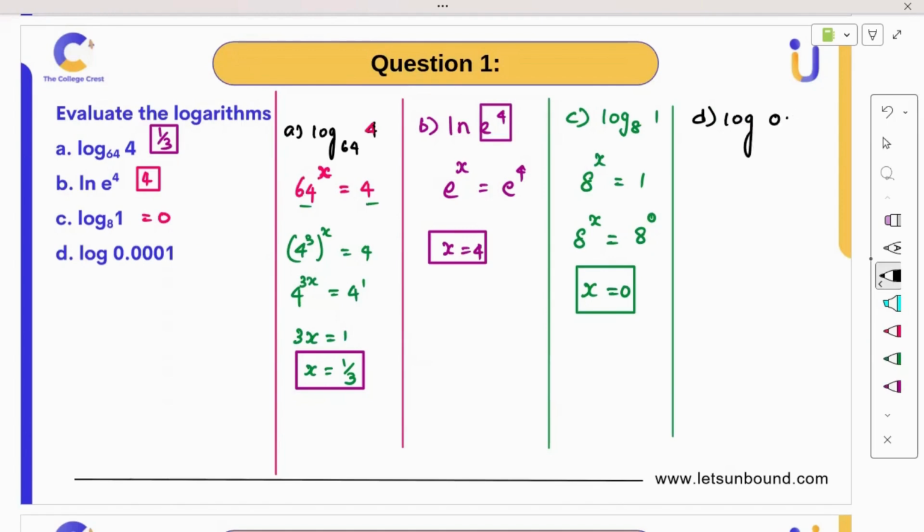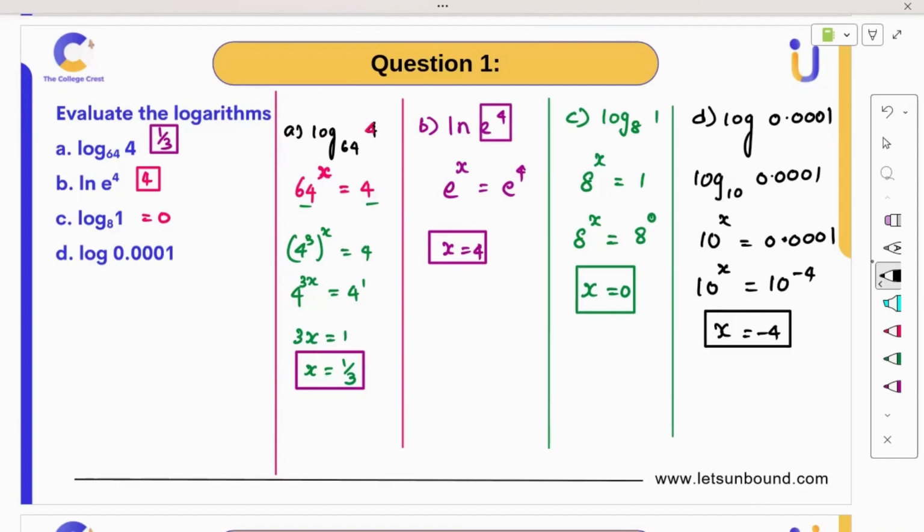Log 0.0001. So what is the base? If no base is mentioned, it means log with base 10. So log base 10 of 0.0001. 10 power something is 0.0001. The right side you can express as a power of 10. After the decimal you have 4 places, so 10 power negative 4. Here 10 power x, so x is negative 4. That's it, so this is equal to negative 4. And this is how we evaluate logarithms without a calculator.